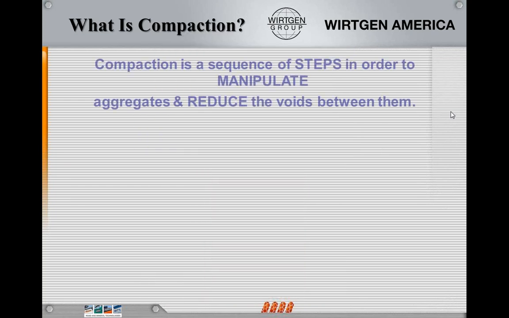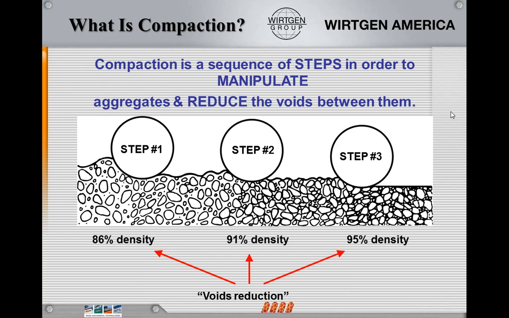So what is compaction? Really, it's just a manipulation of material to reduce to a certain void content, whether it be in soils or whether it be in asphalt. We are just basically manipulating this material to achieve a certain density or a certain void content that we feel is going to give us the proper stability and load-bearing capacity for what we're going to use it for.